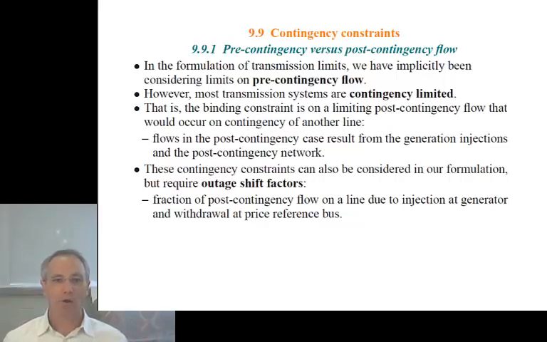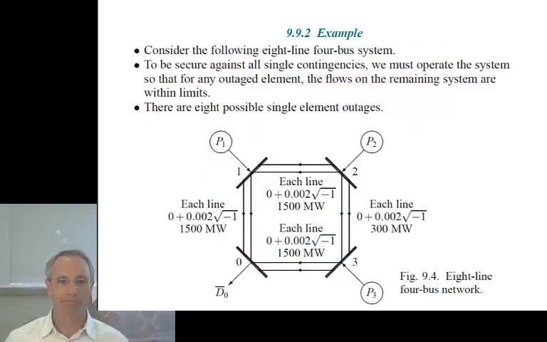But in the typical case, we need to consider the flows in the post-contingency case that result from the generation injections and the post-contingency network. These contingency constraints can also be considered in our formulation, but they require us to use so-called outage shift factors, instead of the pre-contingency shift factors that we've been considering so far. Outage shift factors evaluate the fraction of post-contingency flow on a line due to the injection at generation and withdrawal at the price reference bus. So let's see an example to see how this works.